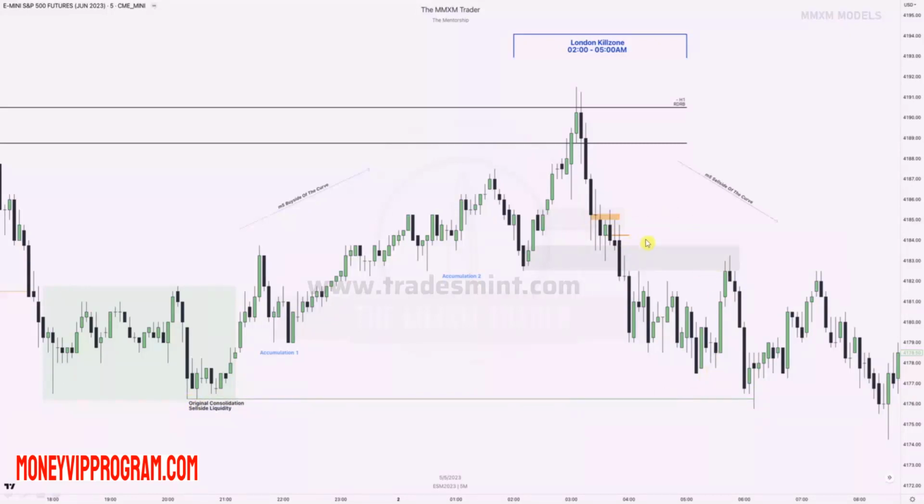So market maker sell model completed, all the way from the daily external range, going into a 1 hour structure. You look for that PD array on the sell side of the curve on the 1 hour and zoom in even more on the 5 minute to find that fractal market maker sell model.